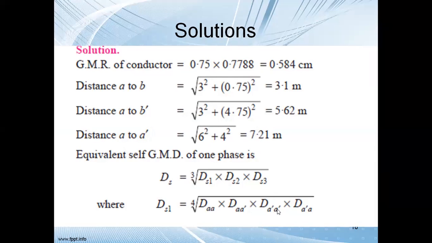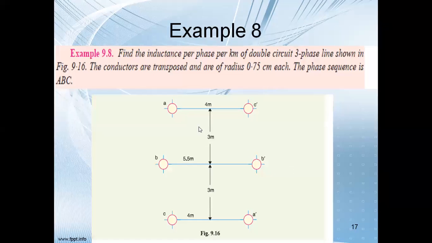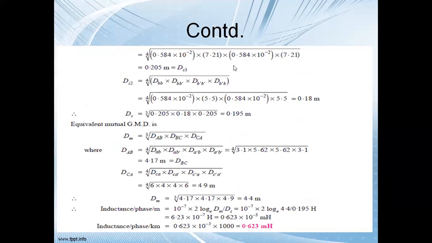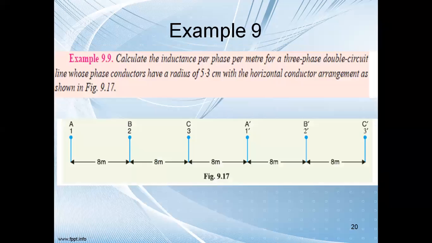Now DA dash A dash will be same as your DAA. And DA dash A will be same as your DAA dash. Distance between A and A dash and distance between A dash and A remains same. So if you substitute these values, you will get the value 0.205 meter. You have to substitute this value and do the calculation.